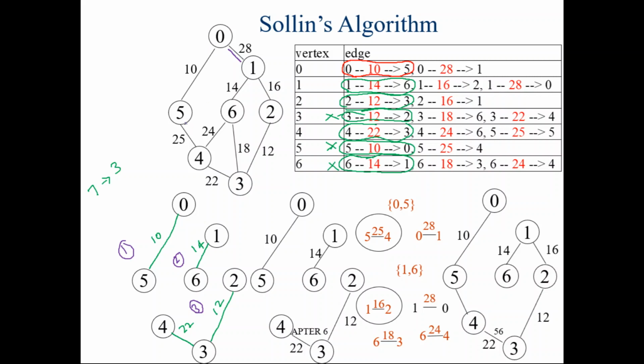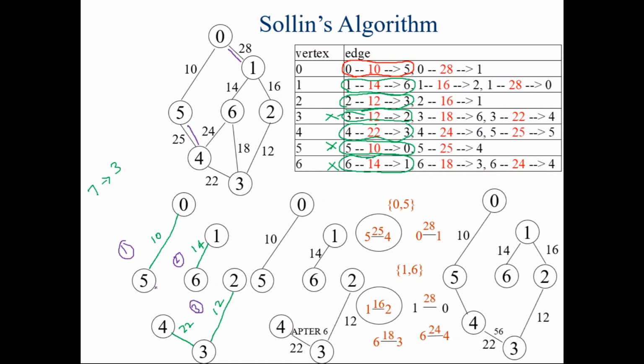Now we have to similarly check 5. For 5 also there are only 2 edges. 5 to 0 is already added, so there is only one option, which is 5 to 4. So there are only 2 edges connected with this component which are not yet added to the tree. One is from 0 to 1, another one is from 5 to 4. Out of these, identify the minimum cost edge. The minimum cost edge is what? 5 to 4.